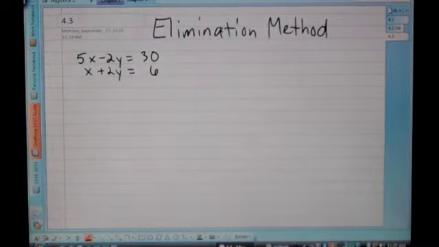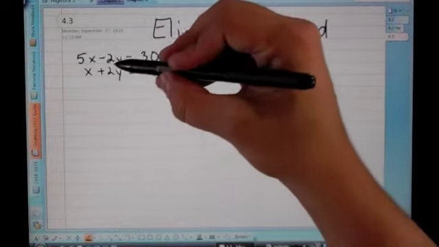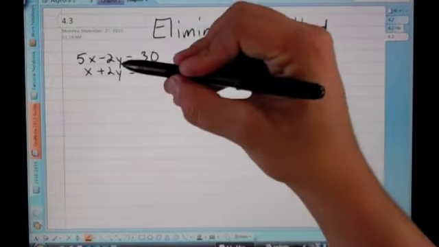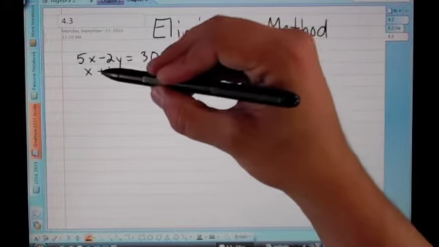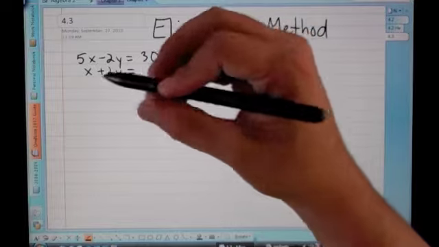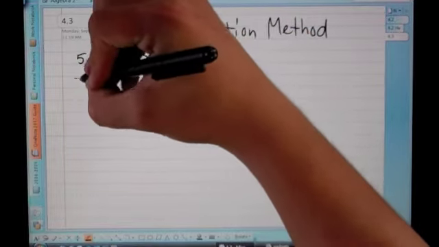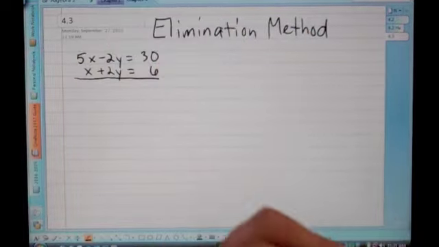Well, instead of doing a substitution where you have to get a variable by itself, what we're going to do is add our two equations. Now, what we have to do is make sure that we have the same coefficient for one of the variables and opposite signs. See how I had negative 2y, positive 2y? Now what I can do is just add straight down.